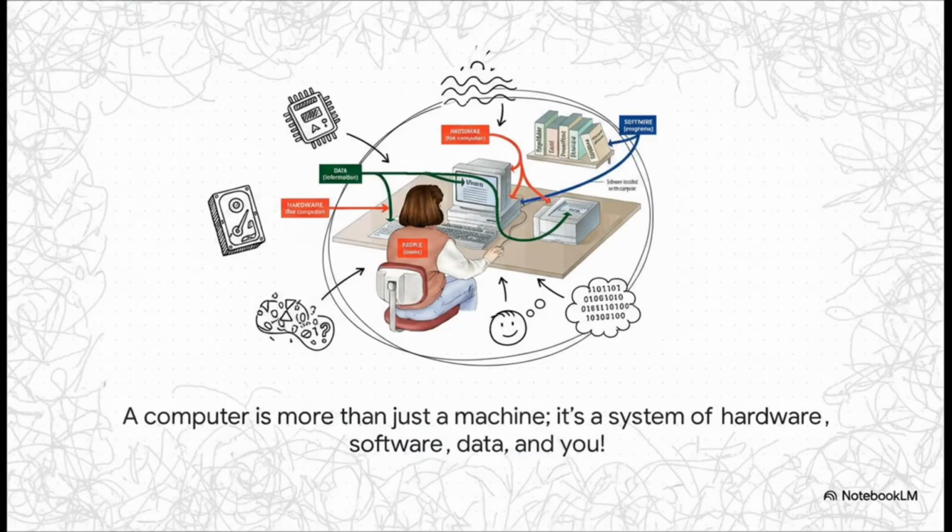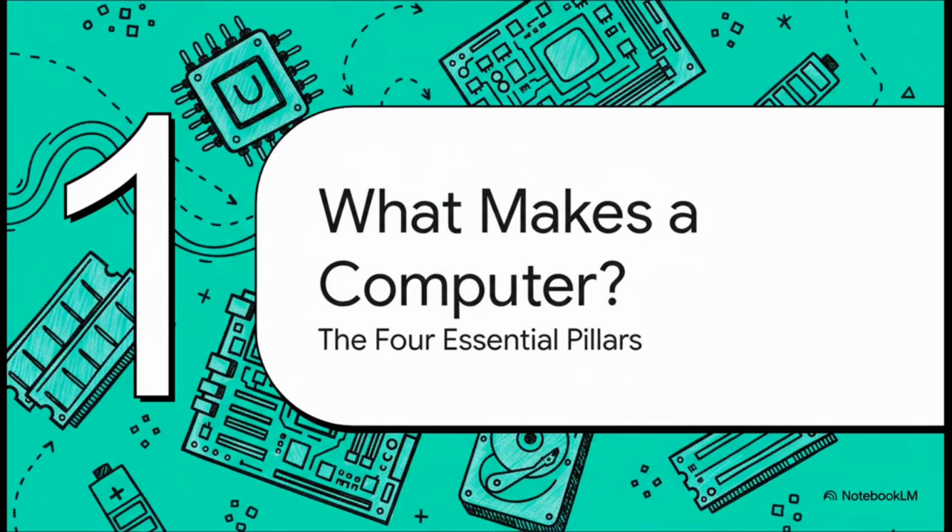Okay, so the first thing you've got to get your head around is that a computer, it's not just one thing. It's really more like a team, right? A whole ecosystem with 4 key players that have to work together. You've got the hardware, the physical stuff, the software, the invisible brain, the data it's all crunching, and then, maybe the most important part of all, you, the user. So let's break down these 4 pillars. Each one is absolutely essential. I mean, if you take away even one of them, that powerful machine on your desk, yeah, it's basically just a very, very expensive paperweight.